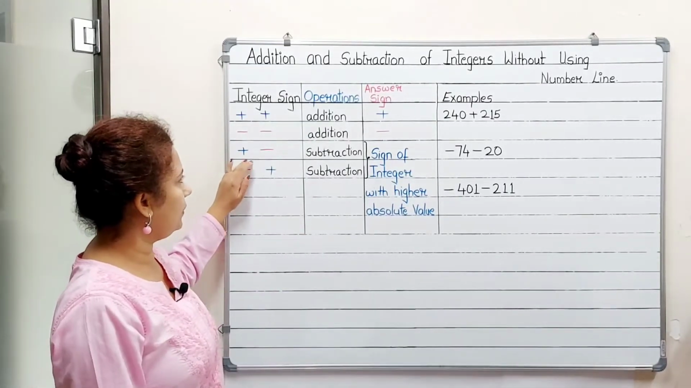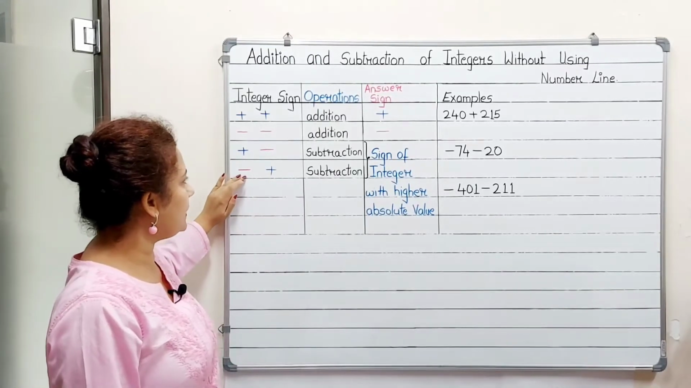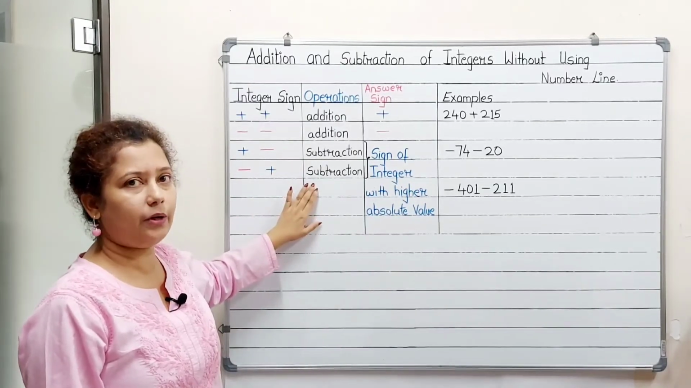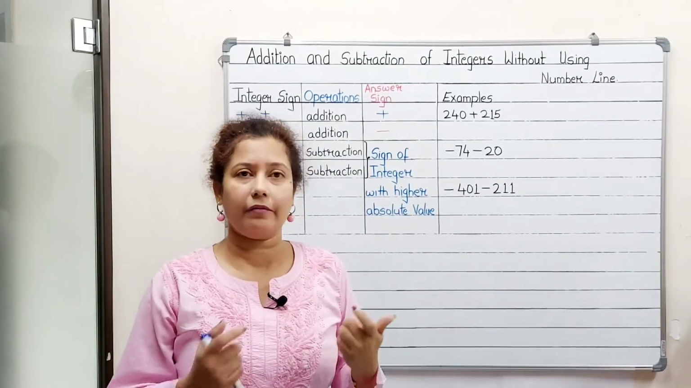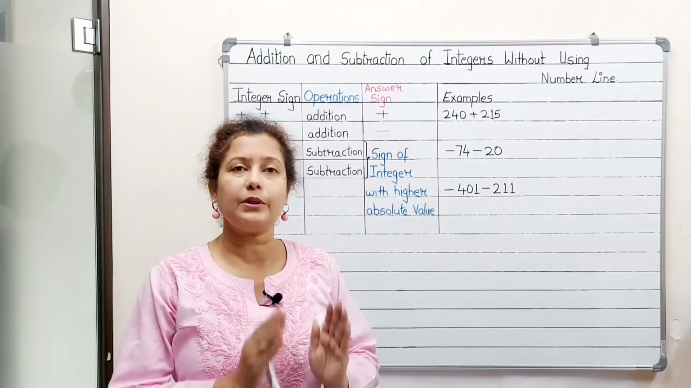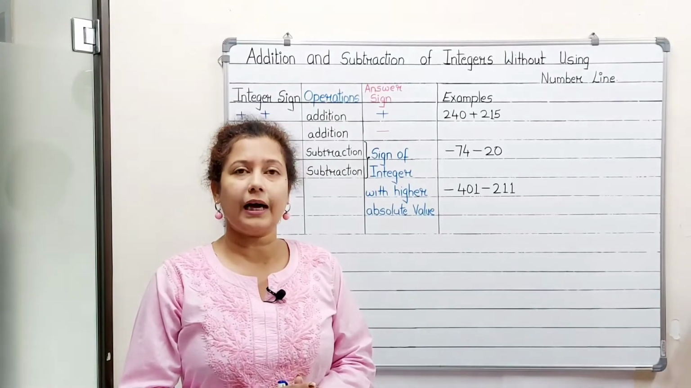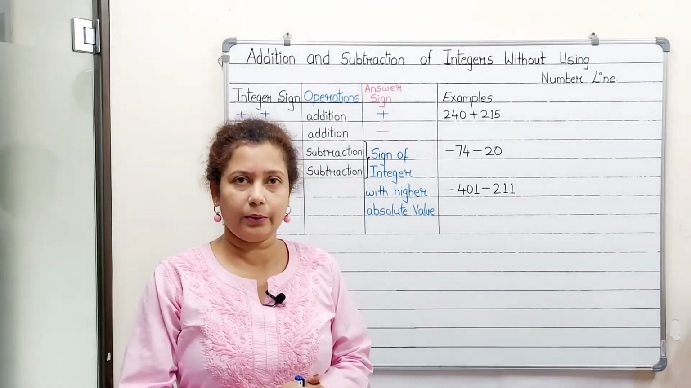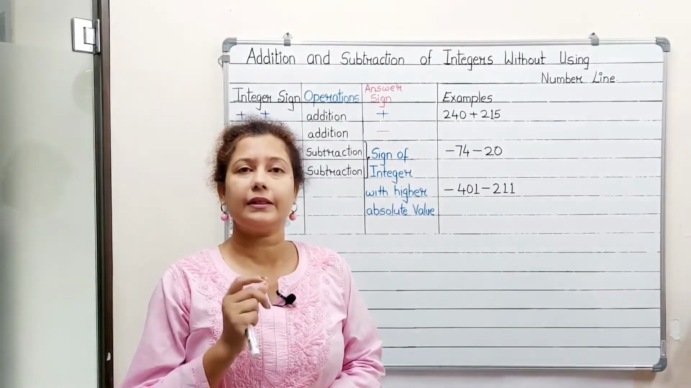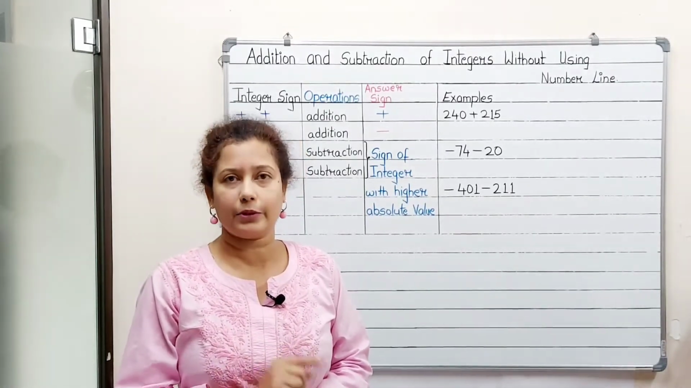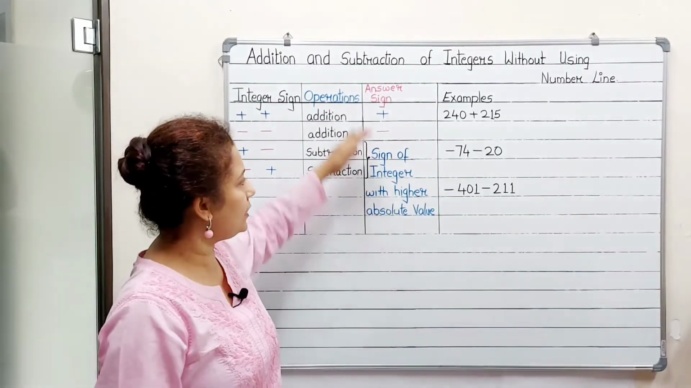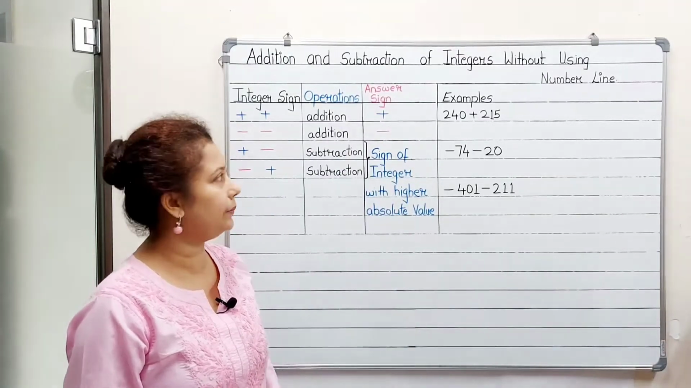When the first integer is positive and the second is negative, or the first is negative and the second is positive, in both cases, we subtract the absolute values of the integers. That means when two integers have different signs, one positive and one negative, we have to subtract the absolute values. For that you have to see which is the higher absolute value. From that we will subtract the smaller absolute value. And to the answer we will give the sign of the integer with higher absolute value. This all we will understand with the help of examples.